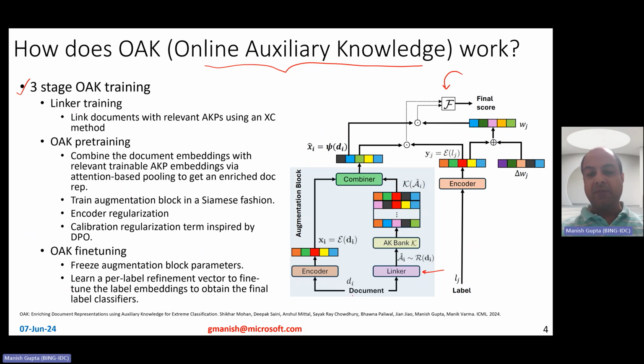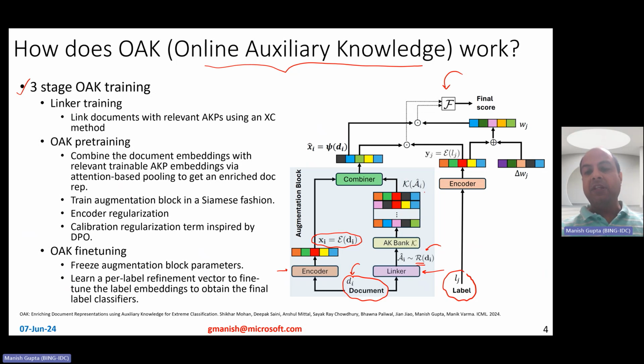So essentially, you start from the document Di. That's your input. And you want to find out if label Lj is relevant to the document Di or not. So you start with the document Di, you pass the document through an encoder, and you get an encoder representation. This encoder could be any BERT-based or transformer-based encoder. You also pass the document through a linker. The linker R gives you the top K auxiliary knowledge pieces that are relevant to your document Di.